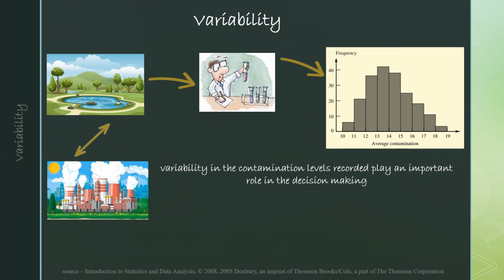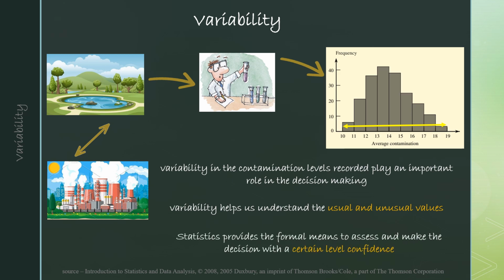As one can see, the variability in the contamination levels recorded in the database plays an important role in the decision making. Variability helps us understand the usual and the unusual values. Statistics provides the formal means to assess and make the decision with a certain level of confidence.